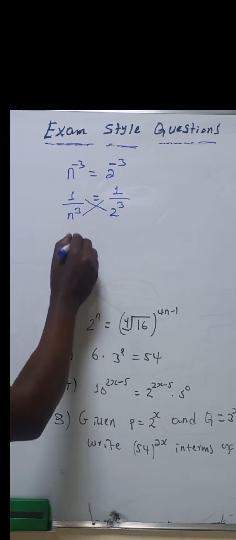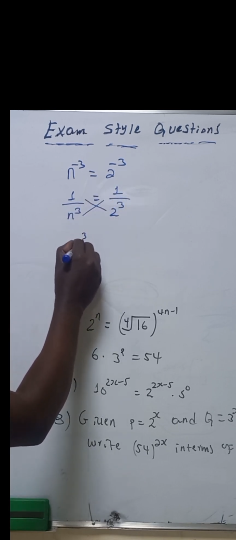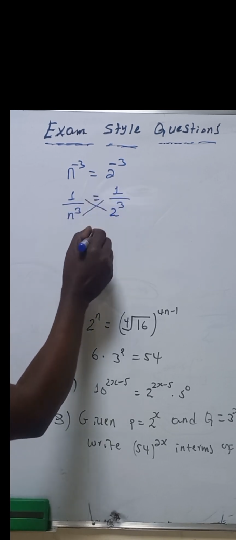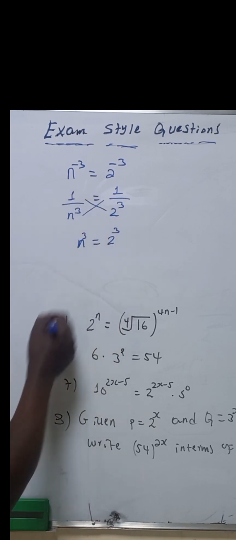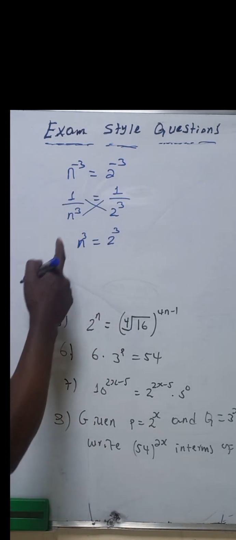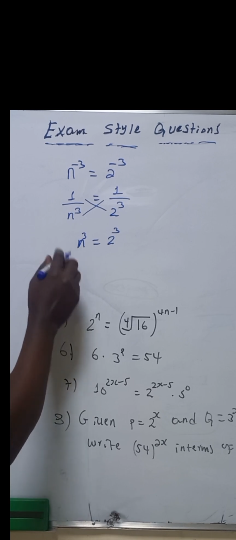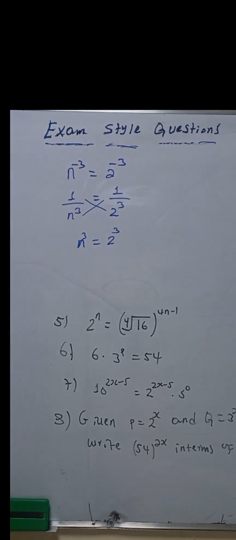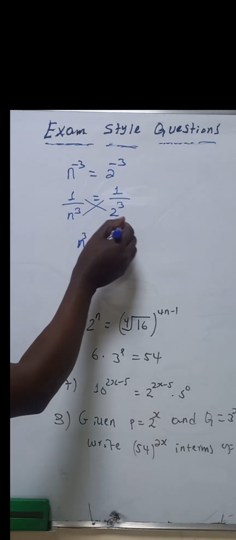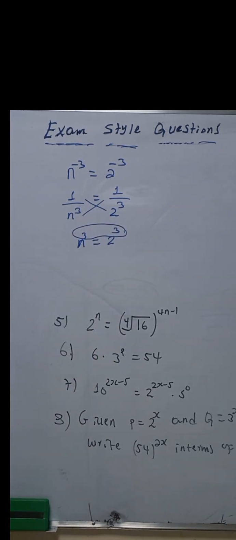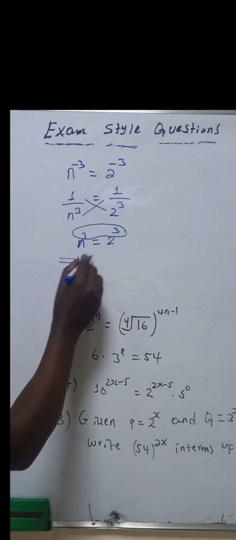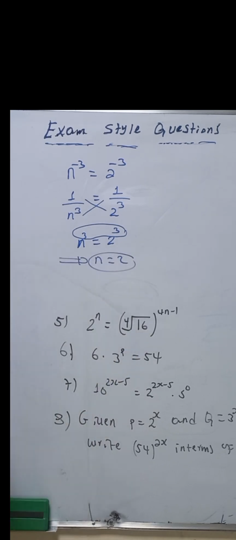This time this will be n cubed, and n cubed times 1 is n cubed, 1 times 2 cubed is 2 cubed. Is that? Then how are we going to solve for the value of n? To find the value of n, look, now their exponents are already the same, 3 and 3. So this implies that the value of n is absolutely 2.